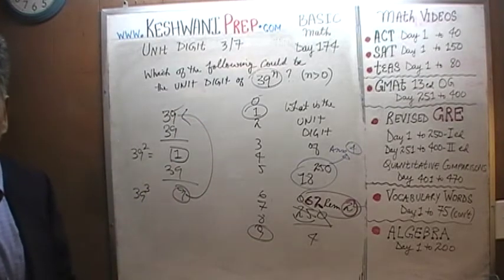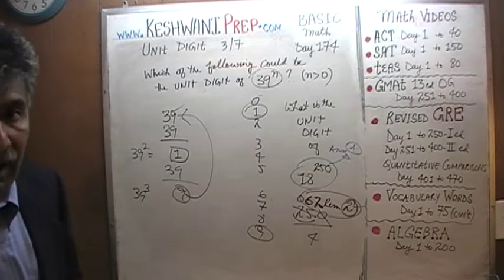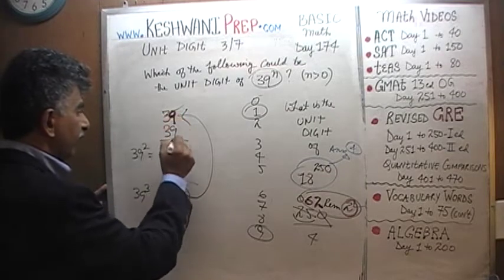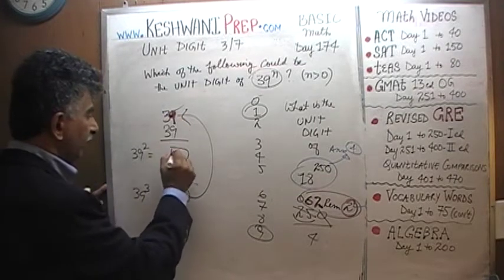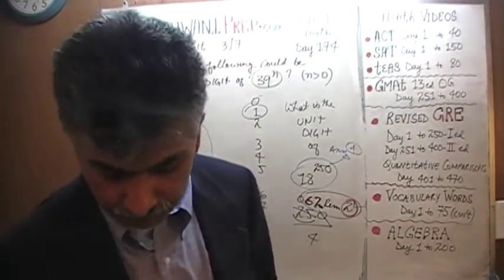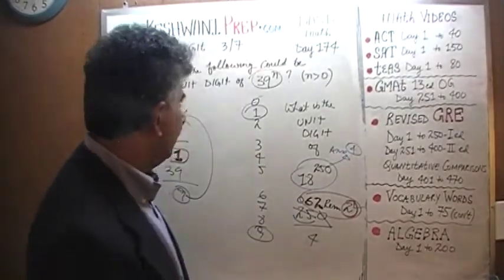So what's the sequence here? If a number ends in a 9, no matter how large the number is, the sequence is very simple. The sequence simply is 9, 1, 9, 1, 9, 1, and so on and so forth. That's all it is.